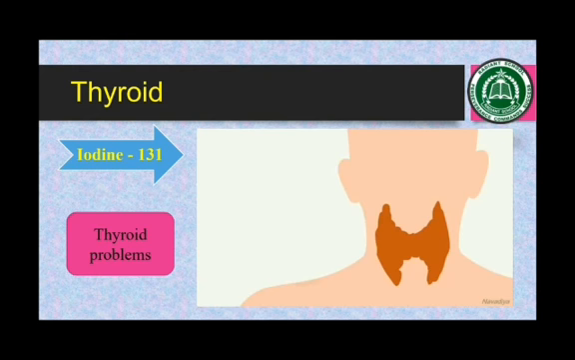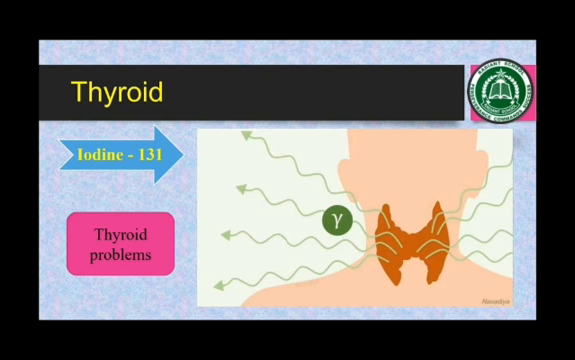Apart from beta particles, it also emits gamma rays, which pass through the tissue and can be measured from an external detector. This property is used for diagnostic purposes. The half-life of radioactive iodine is about 8 days. I hope students you understand well how the iodine 131 radioactive isotope is used to diagnose thyroid problems.